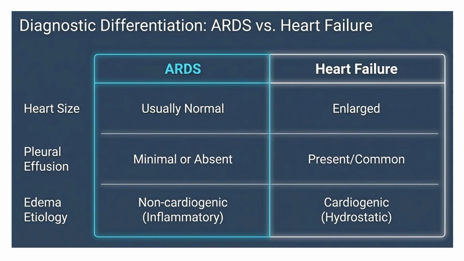So what is the diagnostic differentiation of ARDS versus heart failure? Both look similar but are different. In ARDS usually the heart size is normal, but in heart failure it looks enlarged. In ARDS there is usually no pleural effusion, while in heart failure pleural effusion is most common. The pulmonary edema in ARDS is non-cardiogenic, usually inflammatory edema, but in heart failure it is hydrostatic pressure, that means cardiogenic pulmonary edema, where fluids are in the pulmonary. Okay, so these are the main differences between ARDS and heart failure.